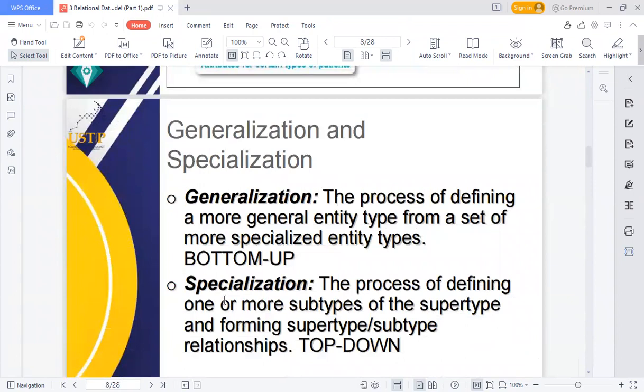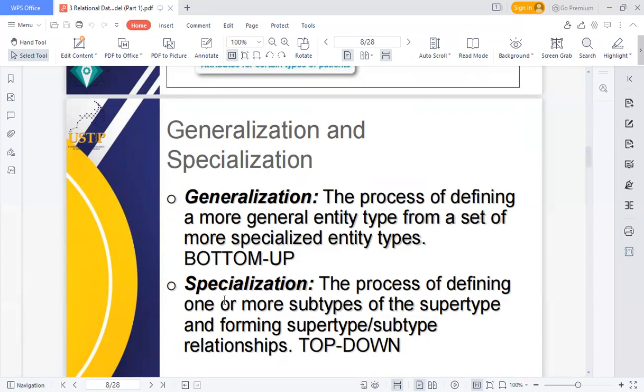Now let's go to generalization and specialization. When you say generalization, it is more of a bottom-up approach, and specialization is a top-down approach. When you say generalization, you are first given the different subtypes, and then you derive the supertype for those subtypes. Meaning you already have the subtypes. Given those subtypes, you can generate the supertype.